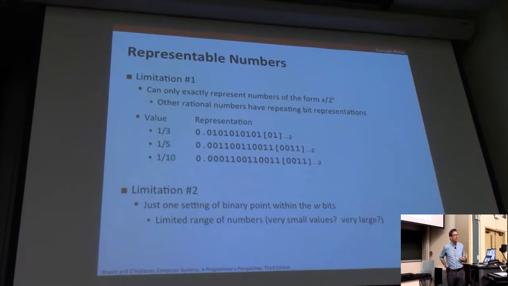Now the other problem we have is that there are only so many bits to the left and the right of the binary point. So if we move the binary point to the left, then we can't represent as many large numbers. We can only represent small numbers, but we have more precision to the right of the binary point. So we can represent more fractional values, just the range of those values will be much smaller. Similarly, if we move the binary point to the right, we'll have a larger range of values, but we won't be able to represent as many fractions.